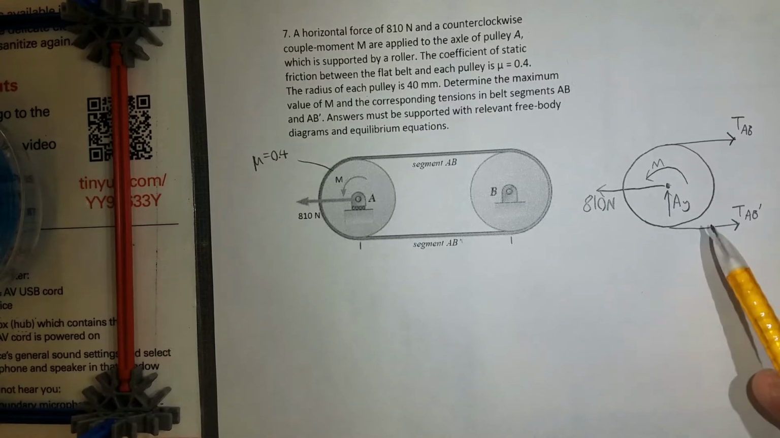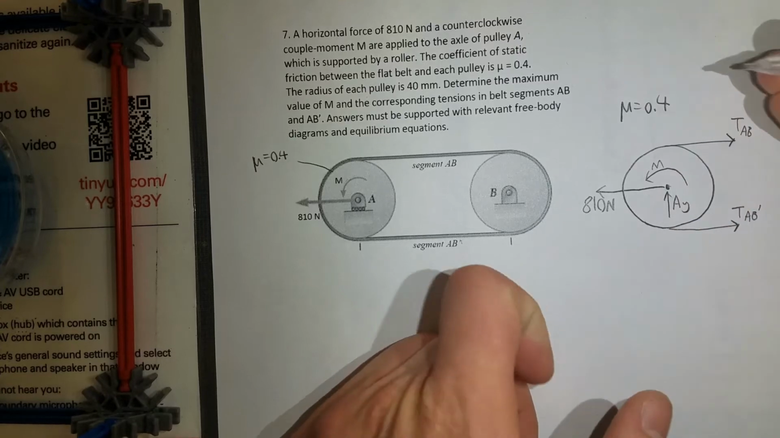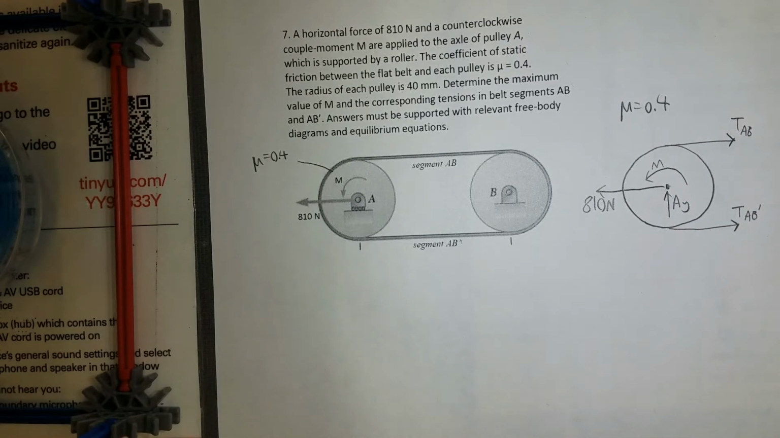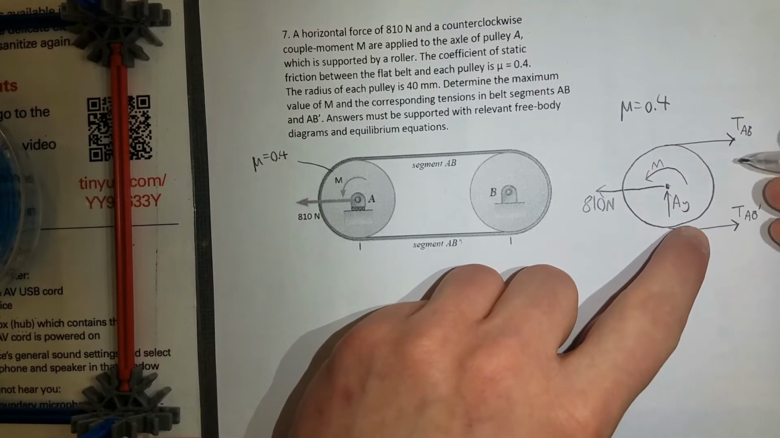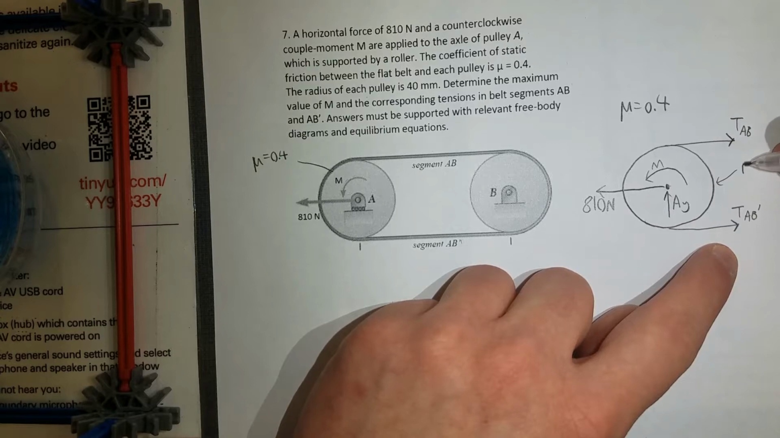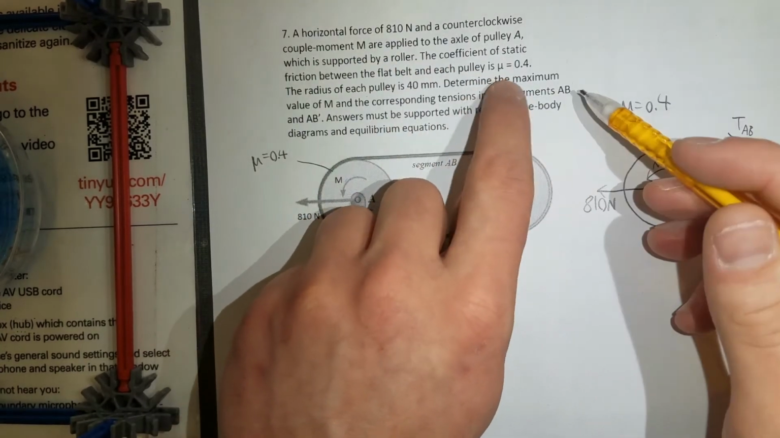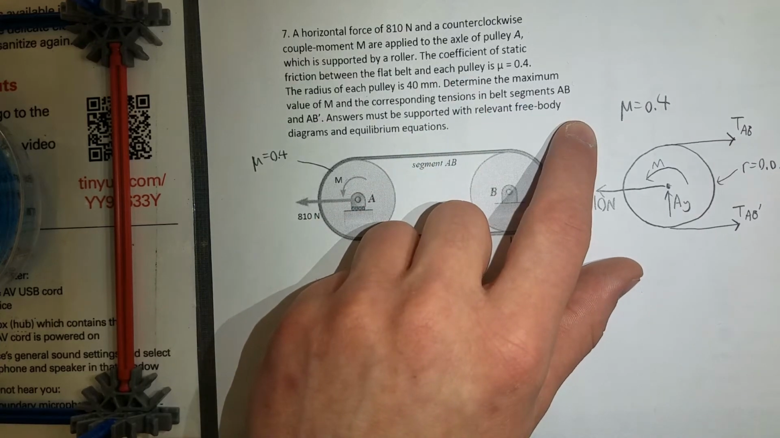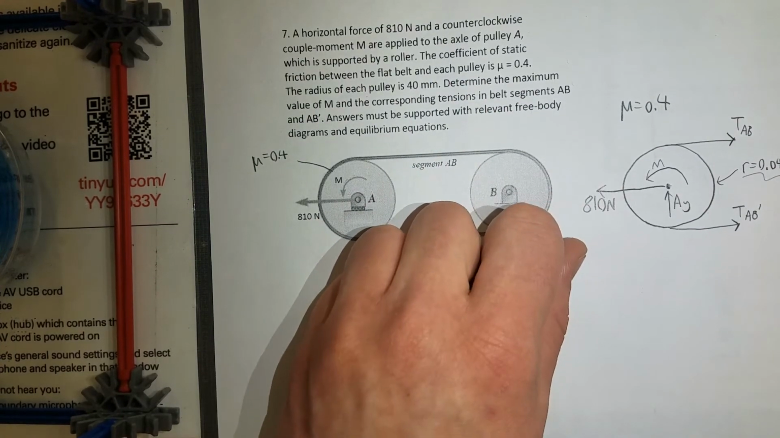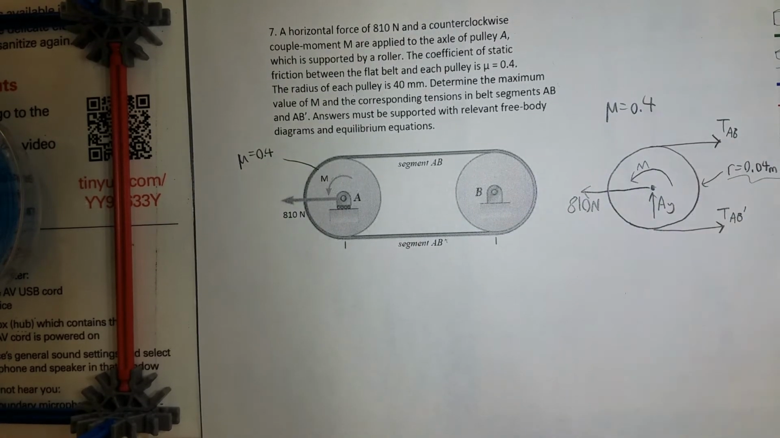I'm just checking to make sure. Then, of course, you can always just write mu equals 0.4 above it, just so you know. Oh, one other thing is we want the radius. So I'm just going to write r equals 0.04 meters. Okay, and that's everything we need for our free body diagram.